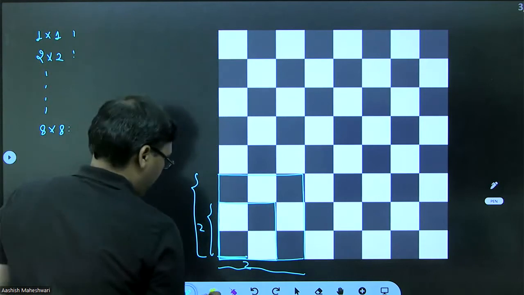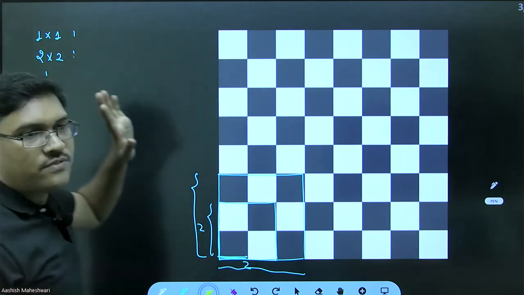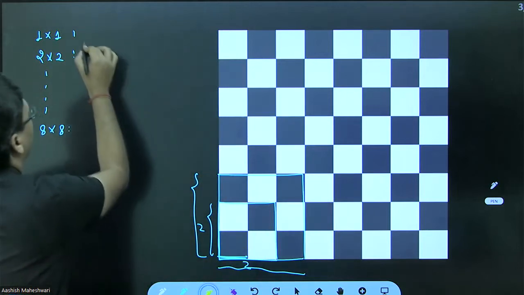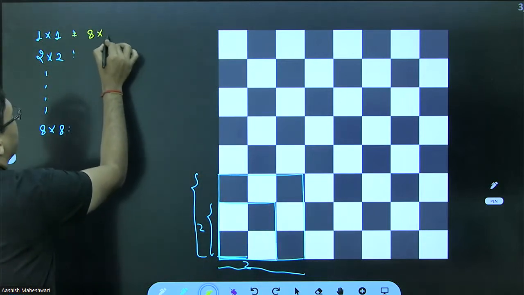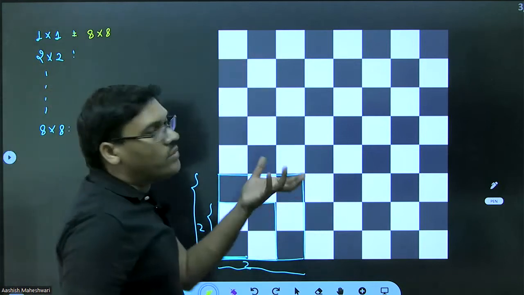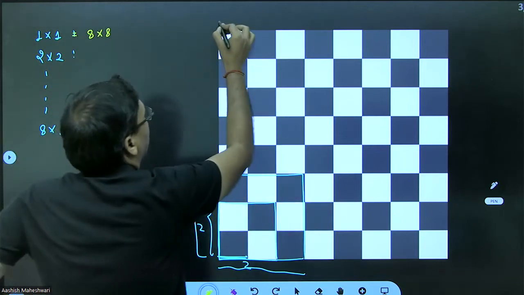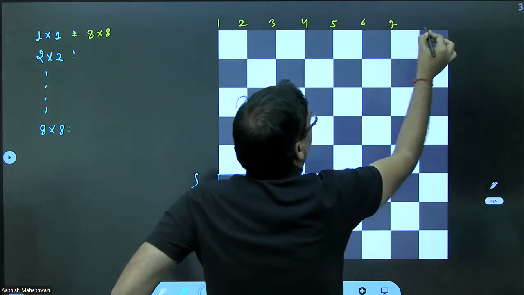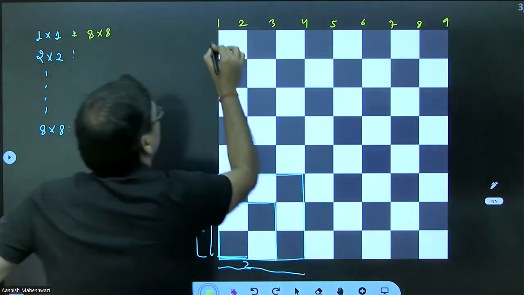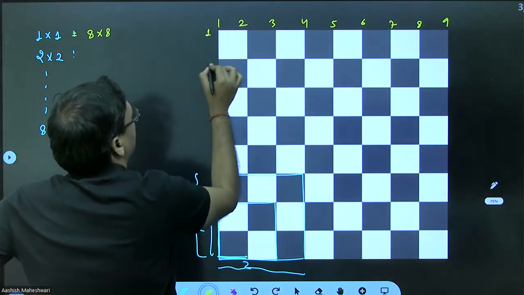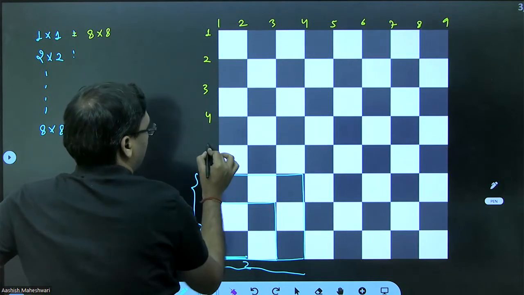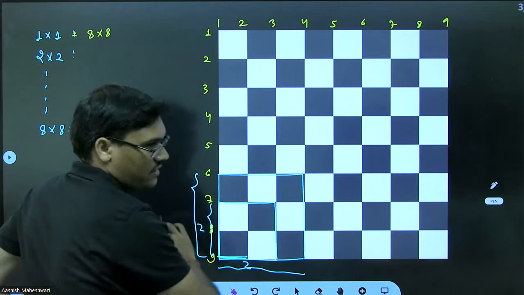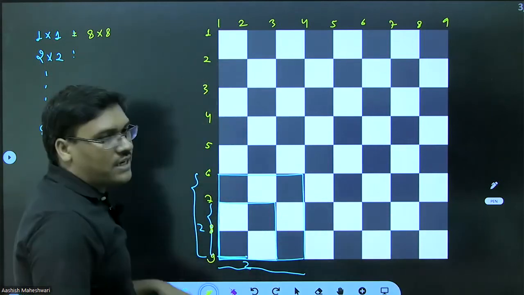Right? Now see, how will you calculate the number of squares which are 1 cross 1? By looking at this, you know this answer. This is 8 into 8, that is 64. We know this answer. But how to reach it mathematically, you see here, this is 1, 2, 3, 4, 5, 6, 7, 8, 9. And let's say this is one horizontal line, 2, 3, 4, 5, 6, 7, 8, and 9. I have given the names of vertical lines and horizontal lines.